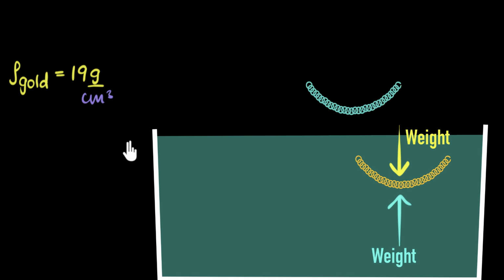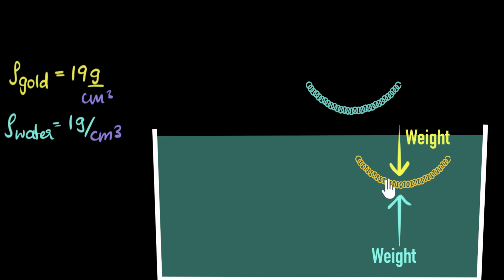So let me just get rid of that. So now I know every centimeter cube of this gold chain weighs 19 grams. Okay, what about water? Well, we can look up the density of water. It turns out to be 1 gram per centimeter cube. Ooh, this means every centimeter cube of this water weighs 1 gram.